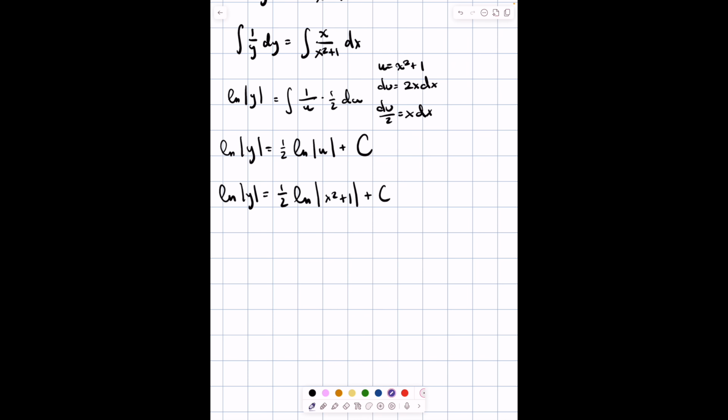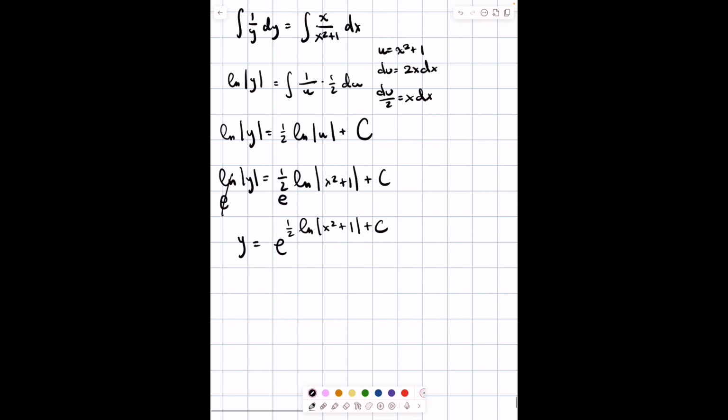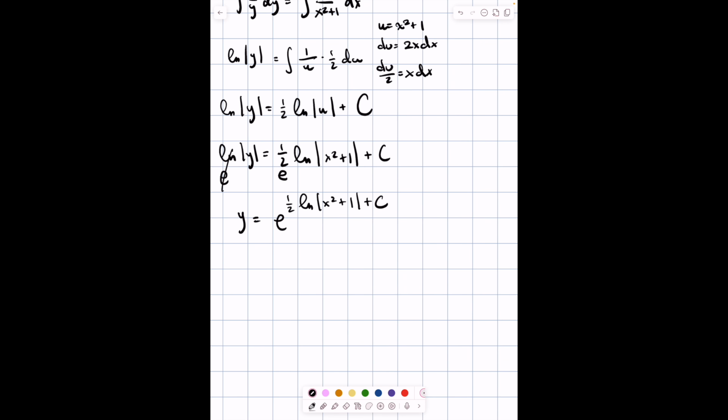And the only thing stopping us from having this y is this natural log. So we need to take the inverse of natural log, which is e. So we put both sides to the power of e. So this actually cancels out. I'll just get y is equal to e to the power of 1/2 ln of x squared plus 1 plus c. This answer is totally fine.